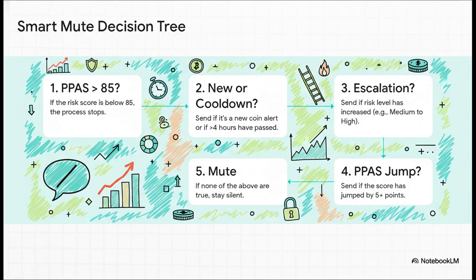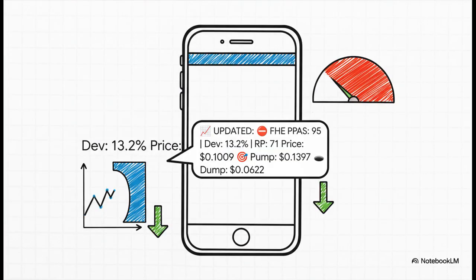Has this situation actually gotten worse? And if all of those are a no, it does one final check. Has the score jumped by 5 or more points since last time? Only if an alert passes one of these checks does it actually get sent. Otherwise, it stays quiet. And after passing through all of those filters, this is what you get.